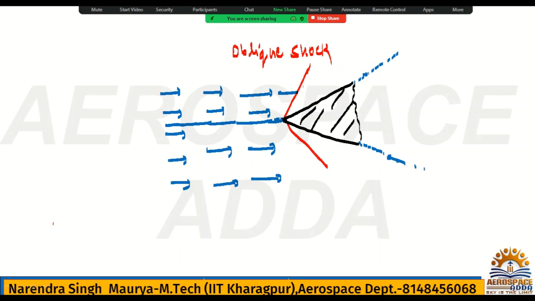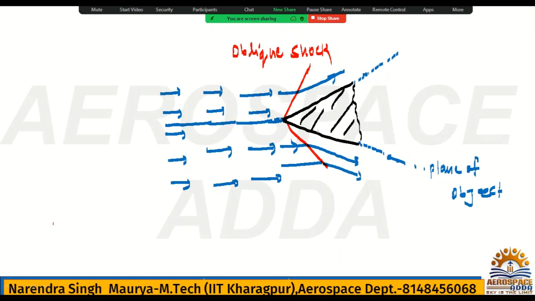So this flow will now become parallel to the plane of the object everywhere. Here also, parallel to the plane of the object. Now all the flow will be turned like this only. Anywhere you draw the flow pattern, suppose here also I am drawing, this flow will go parallel to the plane of the object. All right, everywhere. In fact, here also if you draw, it will go parallel.